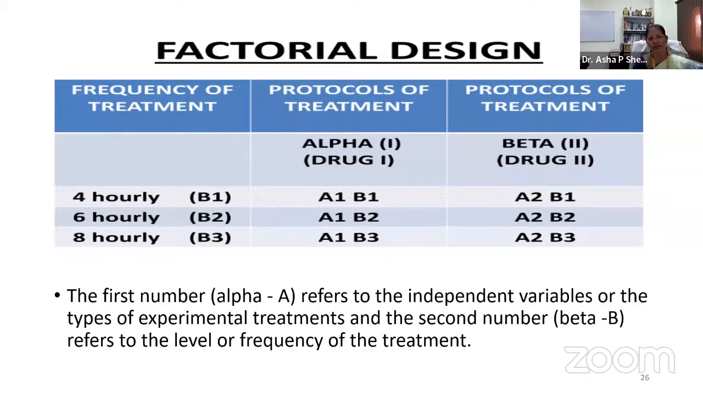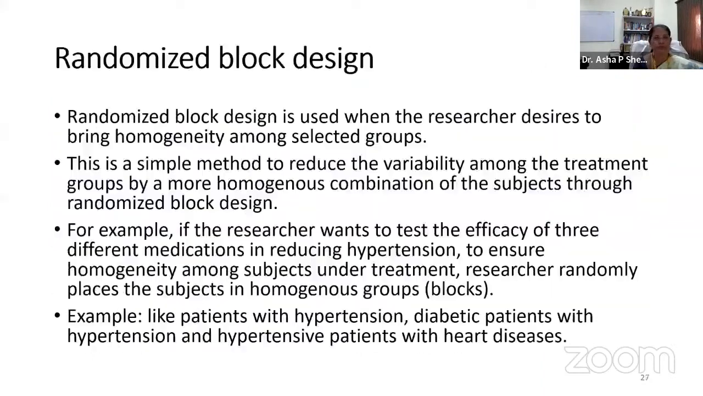Here is another example. If we have to administer 2 drugs, let's say one is alpha, one is beta, and on the other side, you see the frequency of administering the drug, 4th hourly, 6th hourly or 8th hourly. So we study here the combination of it, 4th hourly drug alpha, 4th hourly drug beta. So it can be like this in various cells, but each cell must have an equal number of participants.